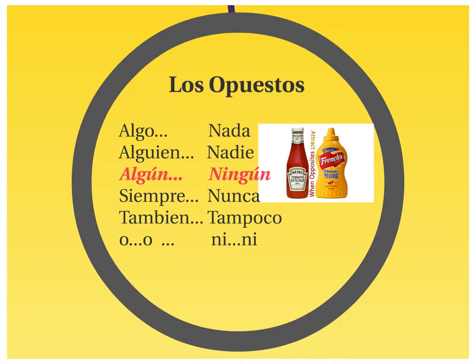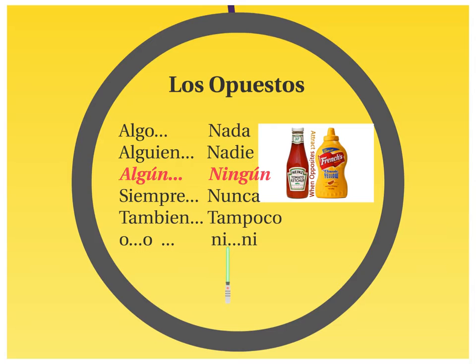So, anyways, here we've got algo, which is something. We have paired that with its opposite, nada, which is nothing. Alguien, someone. Nadie, no one. Algún, some. Ningún, none. Siempre, always. Nunca, never. También, also. Tampoco, neither. O, either or.